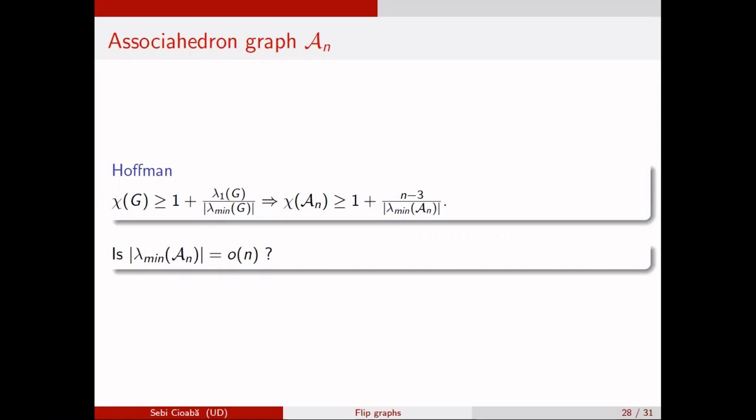So it says that the chromatic number is at least this value. And so in this situation it is at least 1 plus (n minus 3) divided by lambda min of A_n. So I'm like, okay, is lambda min of A_n little o of n? That would prove it, but we'll see that that's not the case. So I started studying the smallest eigenvalue of this graph.